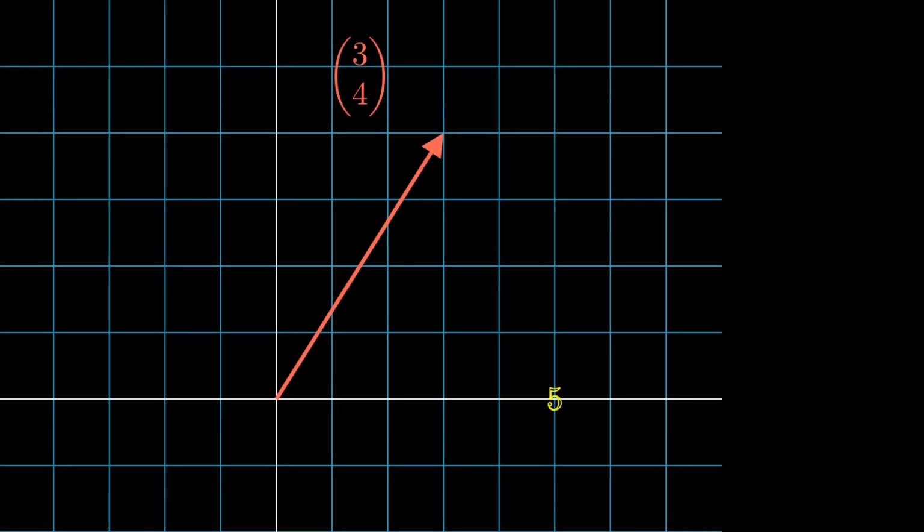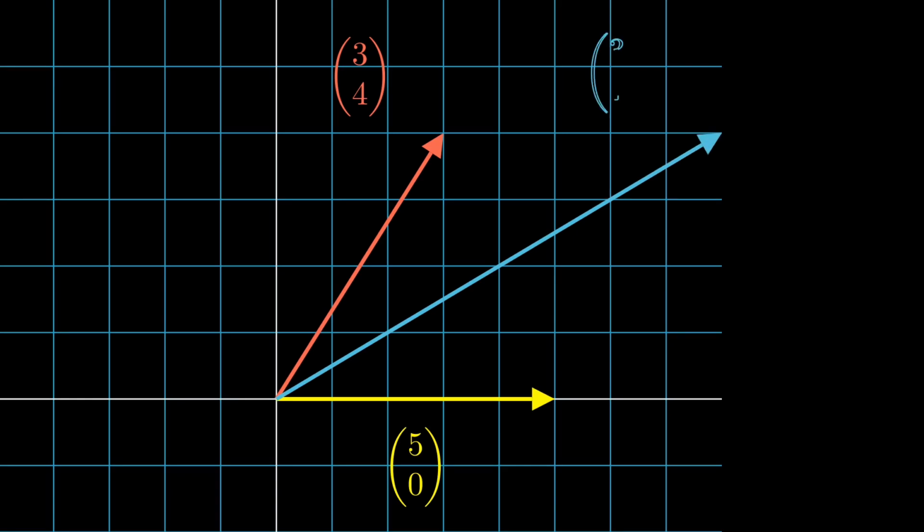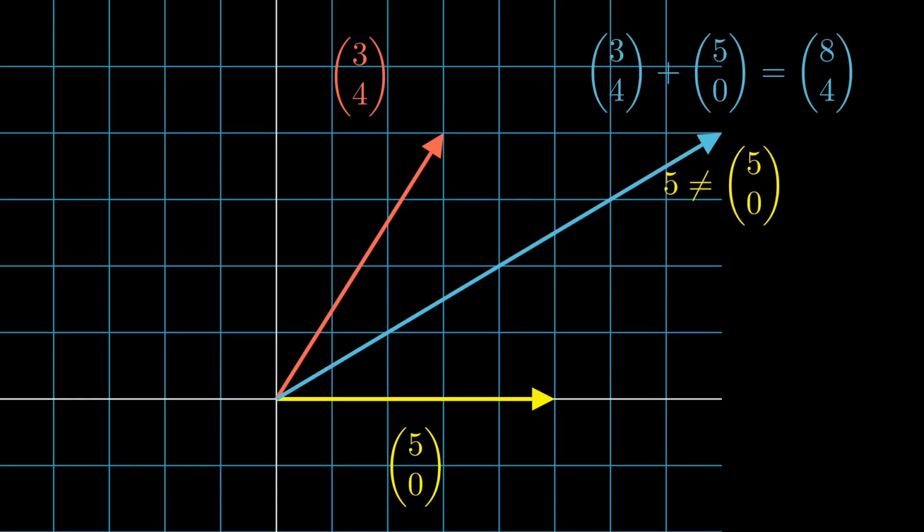One important thing to note is that you can only add and subtract vectors with the same dimensions. So for example, you can't add 3, 4 to just 5, as this is not defined in linear algebra. Yes, you can add it to 5, 0, but you must specify the 0, because in linear algebra, 5 is not the same as 5, 0.